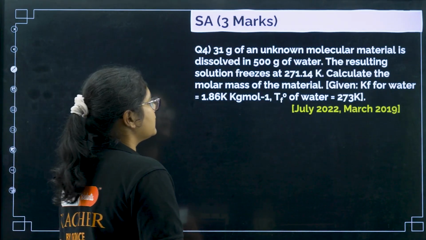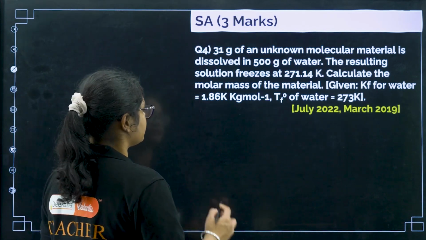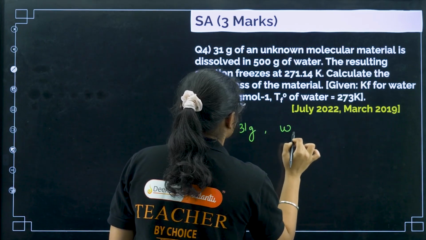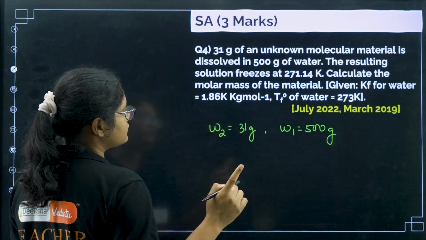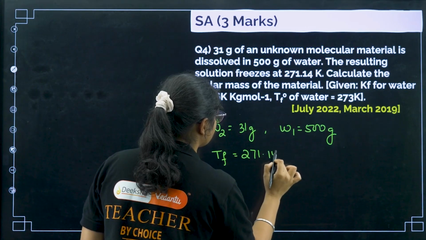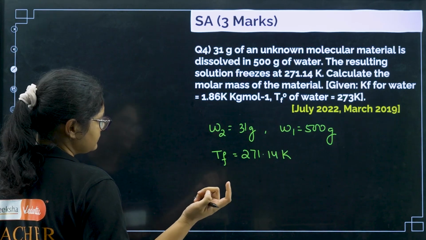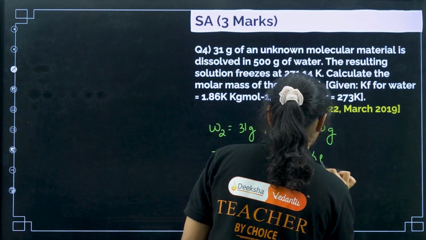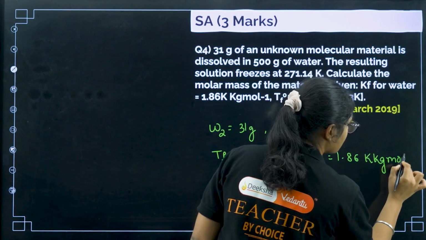Next, question number 4. 31 gram of an unknown molecular material is dissolved in 500 gram of water. First we will write down W2 is 31 gram, then W1 is 500 gram. The resulting solution freezes at 271.14 Kelvin. So TF is 271.14 Kelvin. Next, calculate the molar mass of the material. Given Kf for water is 1.86 Kelvin kilogram mole inverse.